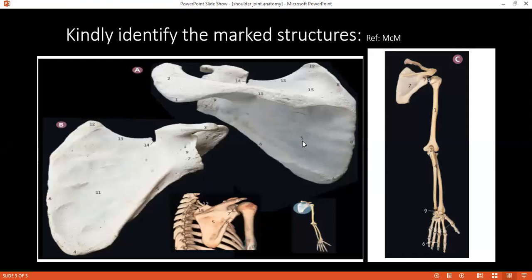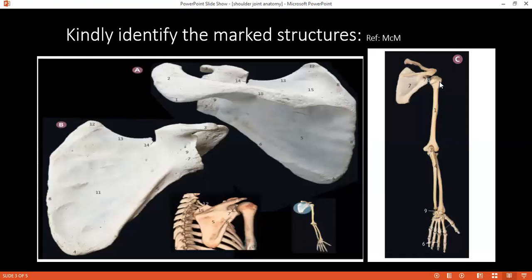5. Can you identify, please? That is the infraspinatus fossa. The infraspinatus muscle is attached. And it is innervated by? It is again innervated by the suprascapular nerve. Good. 11, please, over here. That is the subscapularis fossa, which holds the subscapularis muscle. Okay, good. Can you please tell me how the shoulder girdle is formed?